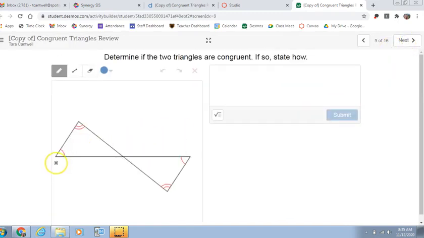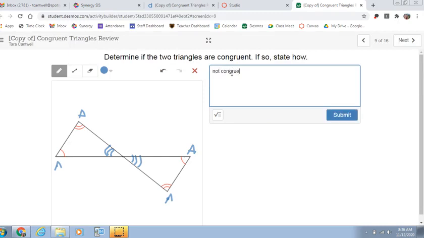For question 9, we have an angle and an angle, and over here we have another angle and angle. We do know that we have vertical angles, so these are congruent right here, but angle, angle, angle is not a test for triangle congruence. You do need to have at least one of the sides congruent, so these two triangles in this problem here are not congruent.